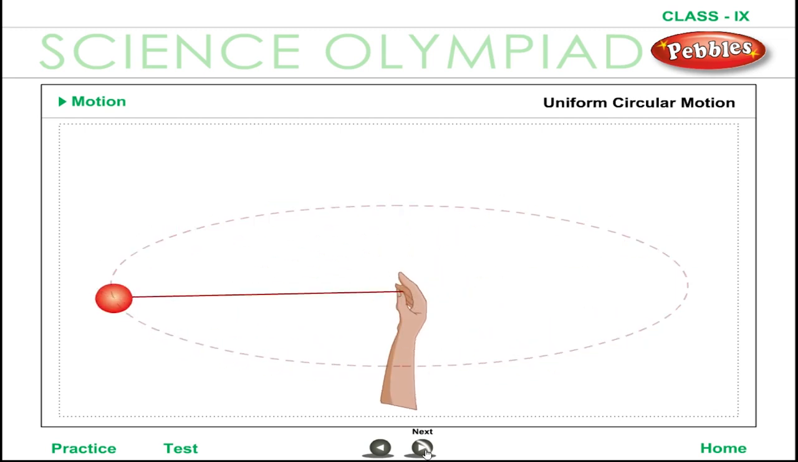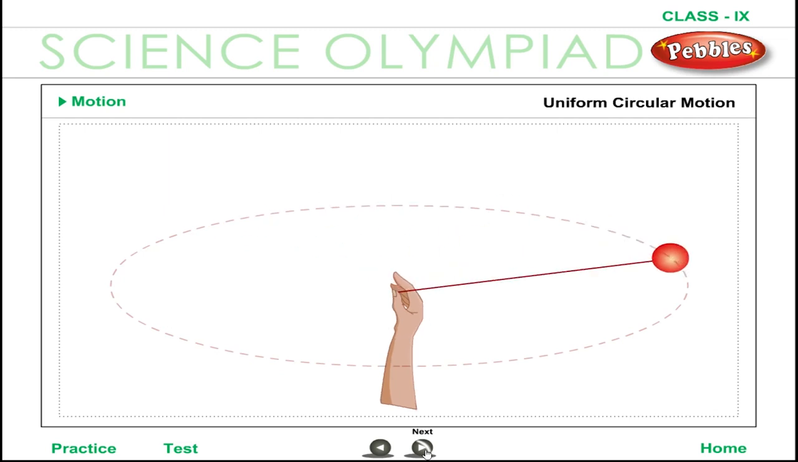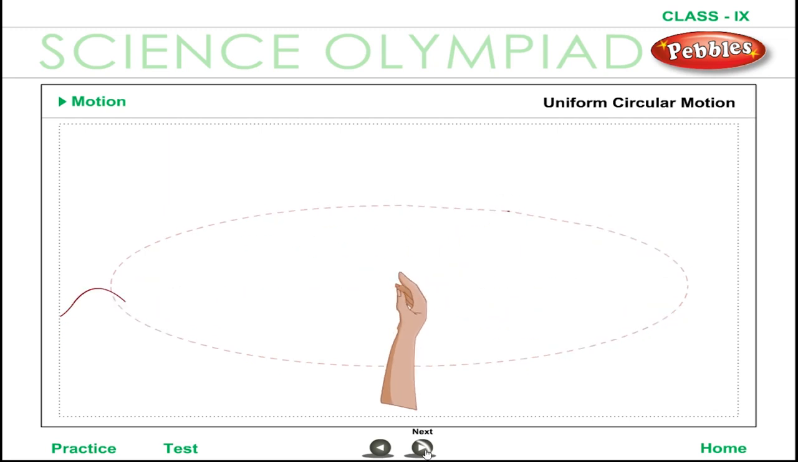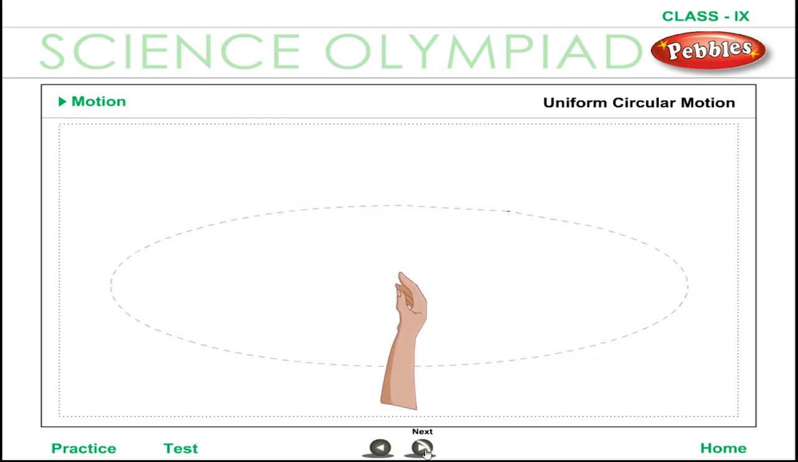If you carefully note, on being released, the stone moves along a straight line tangential to the circular path. This is because once the stone is released, it continues to move along the direction it has been moving at that instant. This shows that the direction of motion changed at every point when the stone was moving along the circular path.